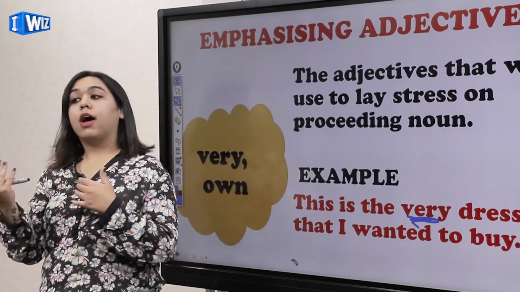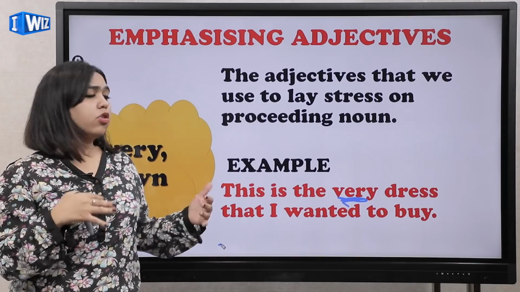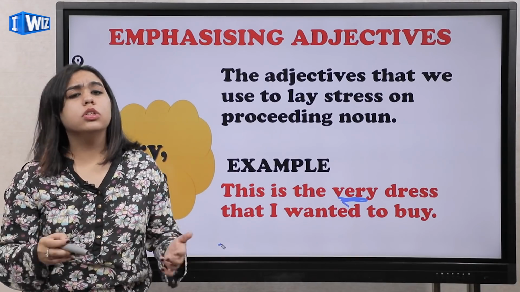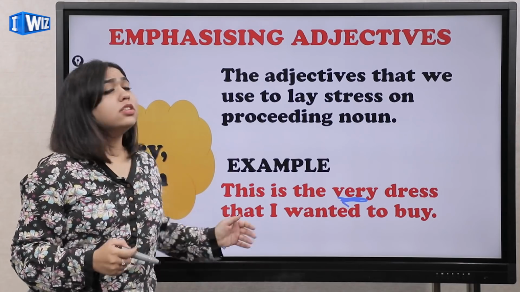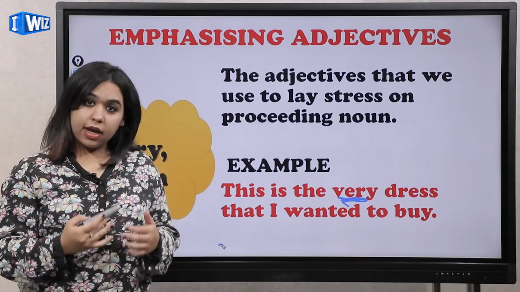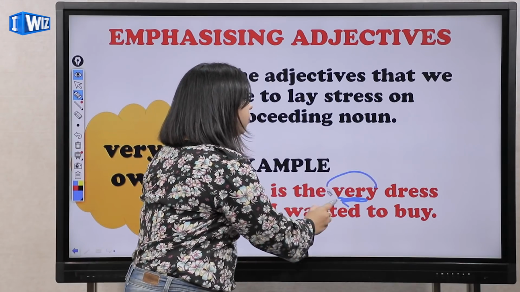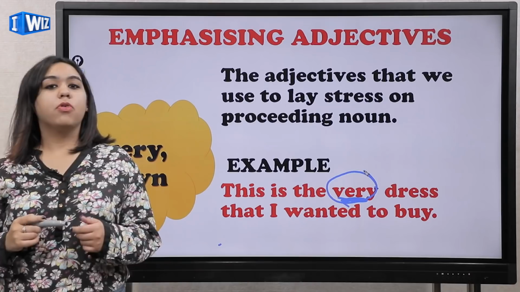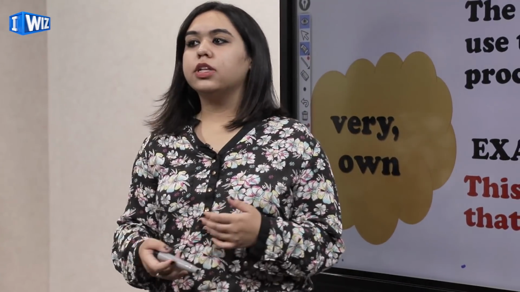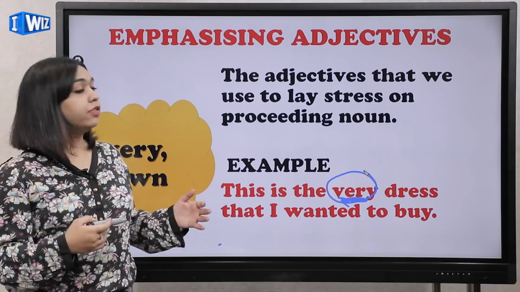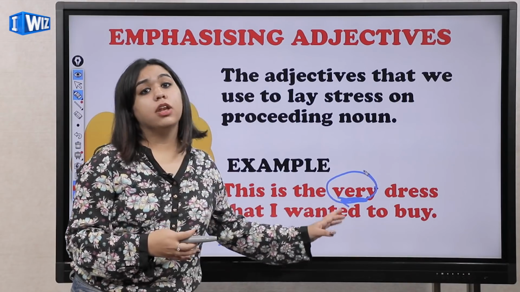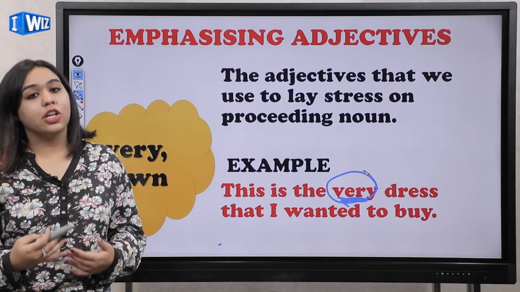Let's say you wanted to buy a dress from the mall and you could not buy it for a reason, but your friend got one for you and you were so surprised and you said that this is the very dress that I wanted to buy. So you are emphasizing it. So this word very would be the emphasizing adjective. Similarly, own and very are the most commonly used emphasizing adjectives.